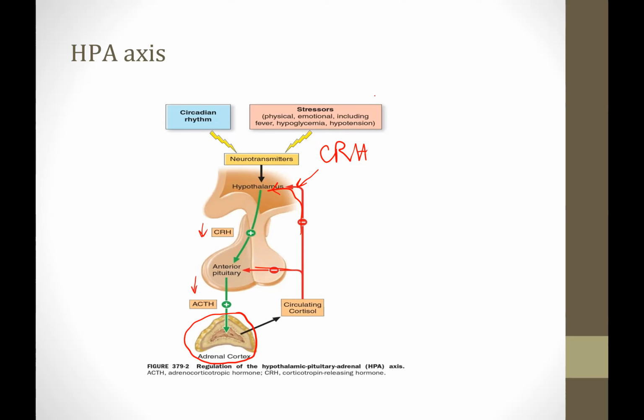The other way around, when there is stress, physical or emotional, including fever, hypoglycemia, hypotension, there will be neurotransmitters of the stress which act on the hypothalamus and produce excess CRH. CRH stimulates the anterior pituitary to produce ACTH, which stimulates the adrenal cortex to produce cortisol.